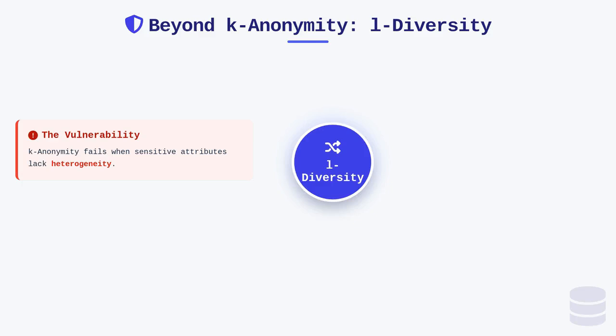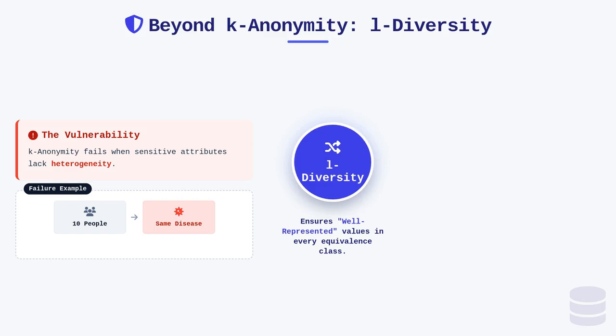Because k-anonymity is vulnerable when sensitive attributes lack sufficient heterogeneity, we turn to L-diversity as a necessary, albeit complex, extension. An equivalence class satisfies L-diversity if it contains at least L well-represented values for the sensitive attribute, meaning that an attacker cannot easily infer the sensitive value by simply knowing the group membership.